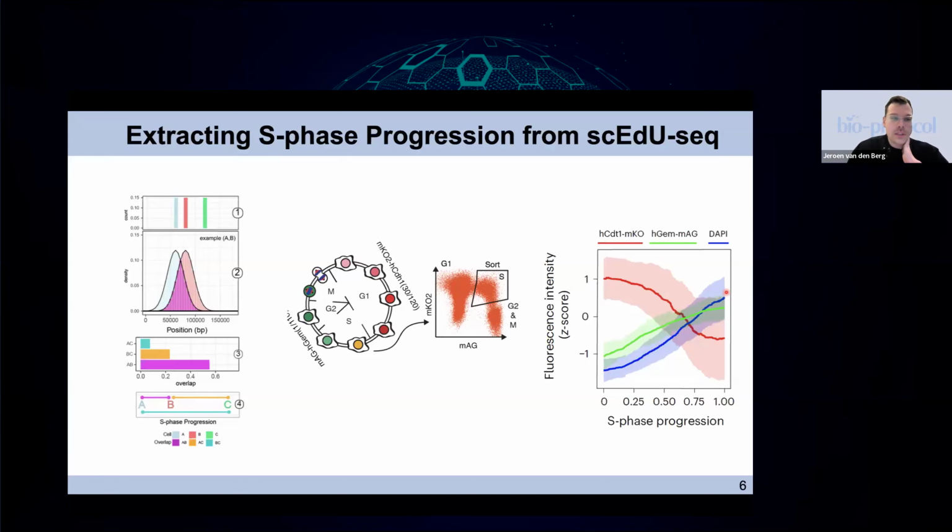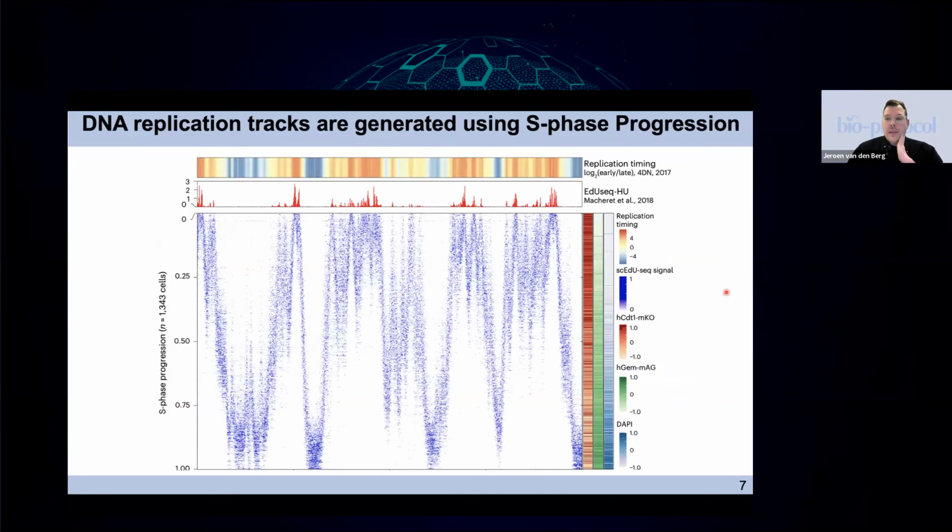So what can we now do with this? With that, we can generate images such as this, and this is, I think, a lot to put on the screen at once, so I will take my time. Here you can see a heat map of DNA replication progression over S phase. Here you have 30 megabases of chromosome 2 on the x-axis. And on the y-axis, you have this S-phase progression where 0 is the start of DNA replication and 1 is the end of DNA replication.